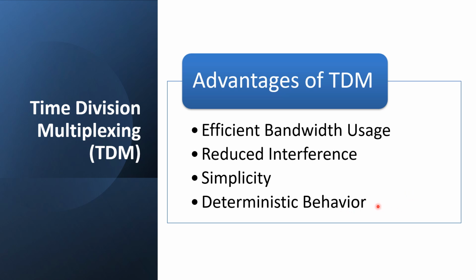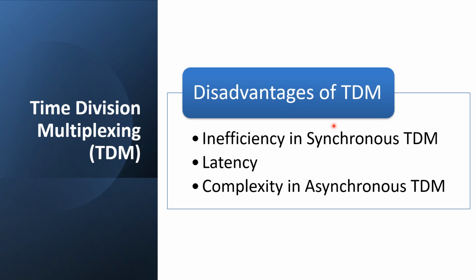Deterministic behavior. In synchronous TDM, the predictable timing of slots makes it easier to design systems for specific applications. The disadvantages of TDM are inefficiency in synchronous TDM. Fixed time slots can lead to inefficiencies, especially if some users have no data to send during their allotted slots. Latency. The wait for a time slot can introduce delays in communication, which may be problematic for real-time applications.